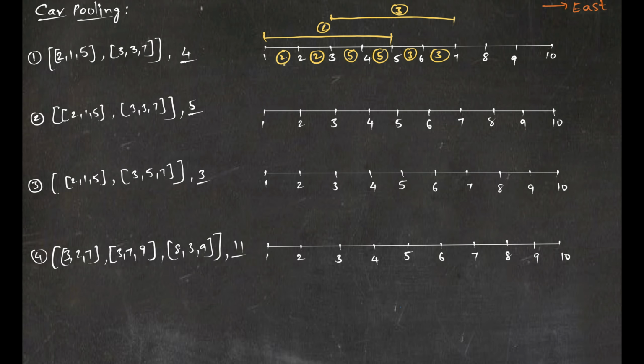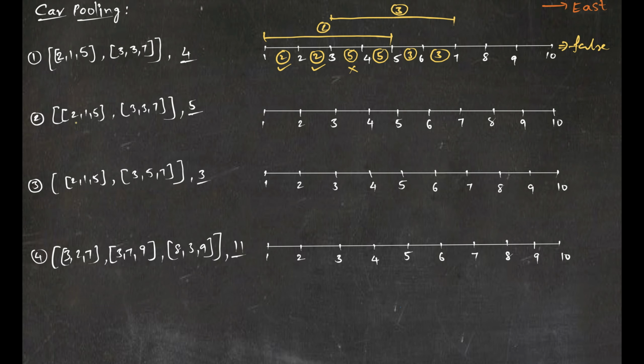Between 1 and 2 it is fine because 2 is less than 4. Between 2 and 3 also it is fine. But between 3 and 4 I have to carry 5 passengers, but my maximum capacity is only 4. So this is not possible. Between 3 and 4 kilometers we can't complete these two trips at the same time. So return false.